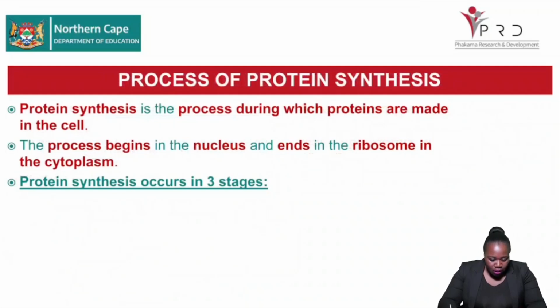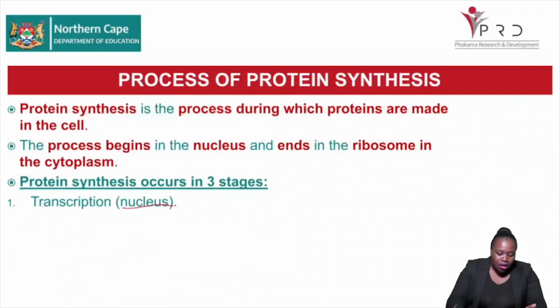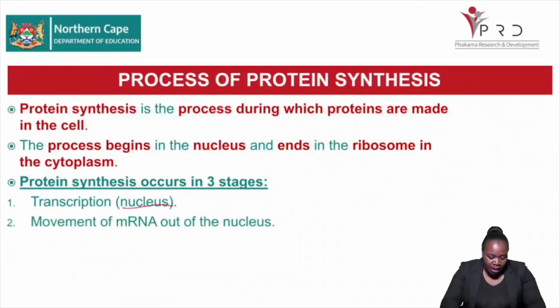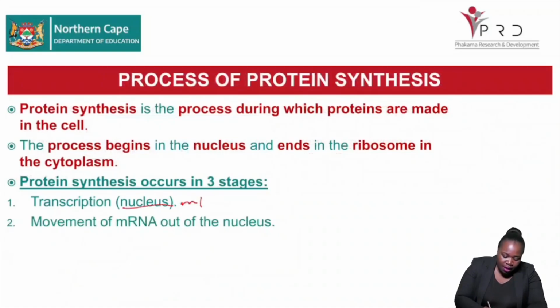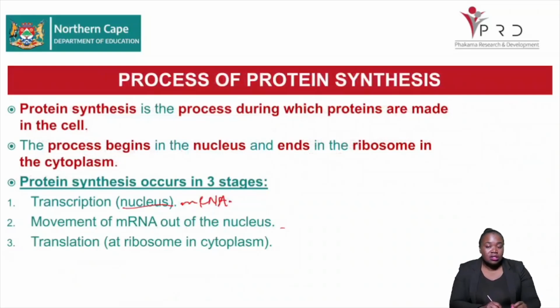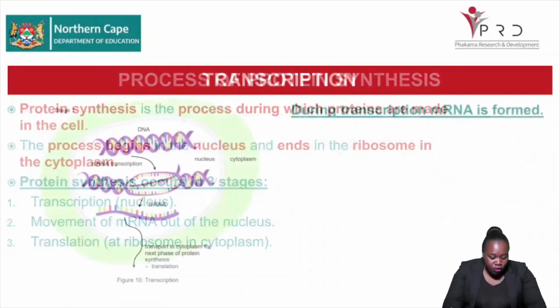Okay, so here we have three phases of protein synthesis: transcription, which takes place in the nucleus. We have the movement of the mRNA out of the nucleus. Remember, mRNA was formed during transcription. It moves out of the nucleus into the cytoplasm, and then when it reaches the ribosome in the cytoplasm, it is going to undergo translation. So those are the three stages of protein synthesis.